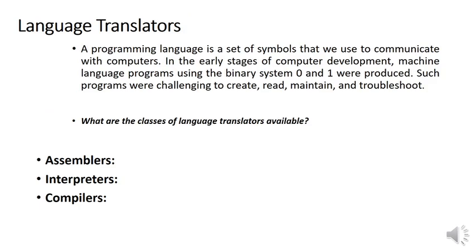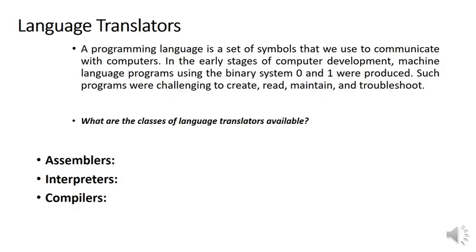Like I said, I've defined language translator for you, and I mentioned the assembler. A programming language is a set of symbols that we use to communicate with the computer. In the early stage of computer development, binary is the only thing that the computer recognizes, which is 0 and 1. Before, we now have other languages that need to be converted to machine language before they can be used.